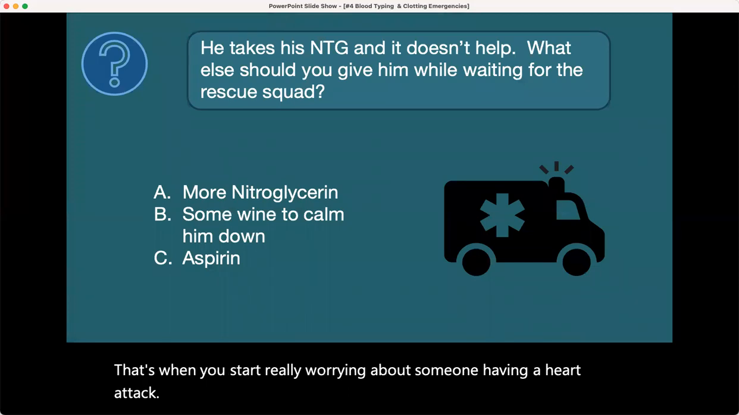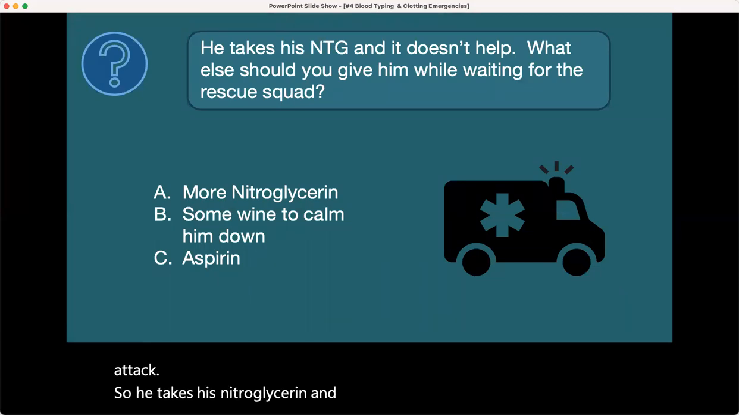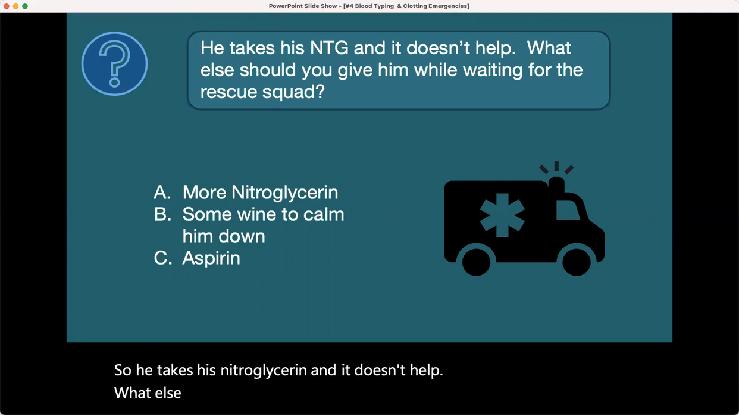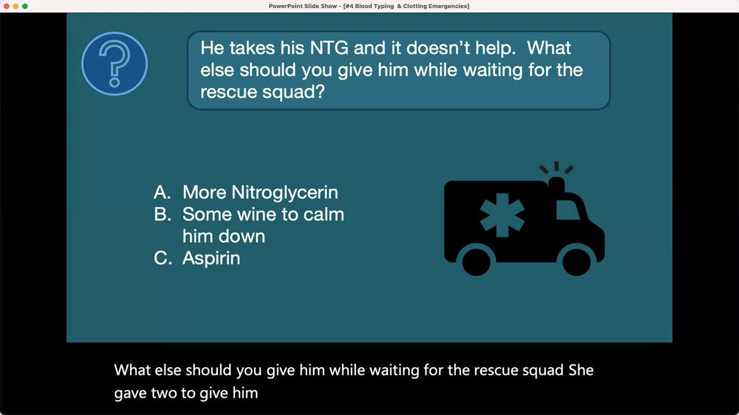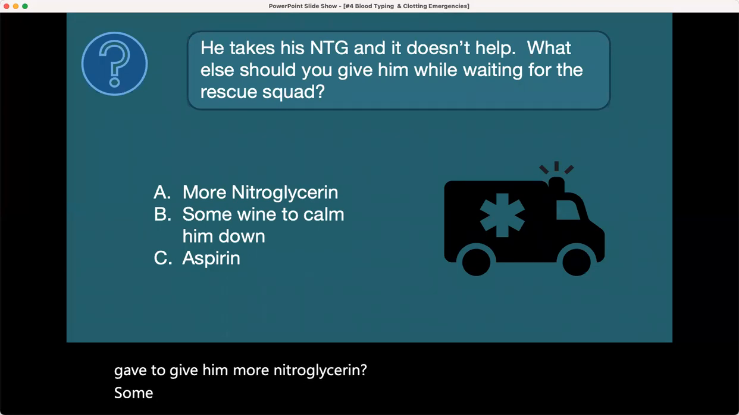So he takes his nitroglycerin and it doesn't help. What else should you give him while waiting for the rescue squad? Should you give him more nitroglycerin, some wine to calm him down, or give him some aspirin? And the answer is give him some aspirin. Why does this work?